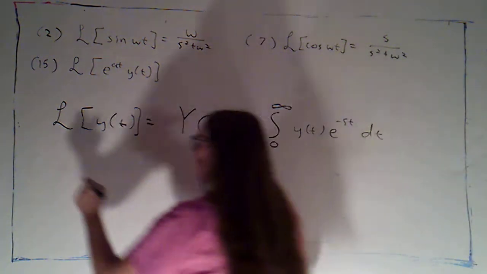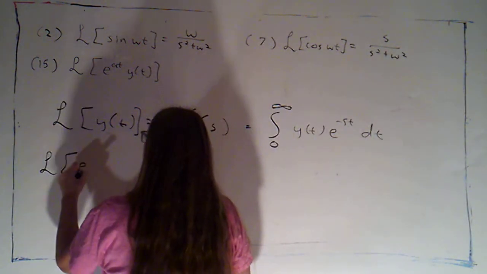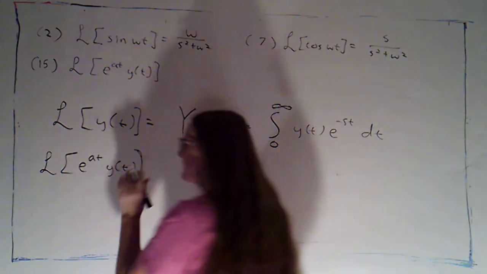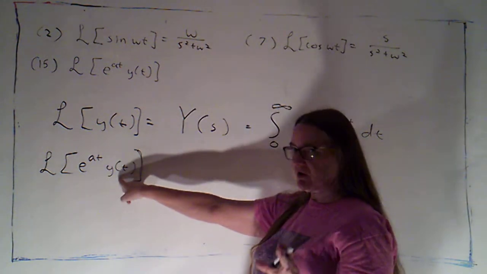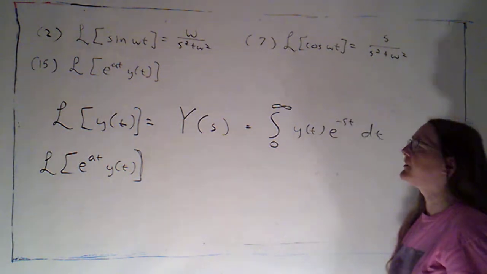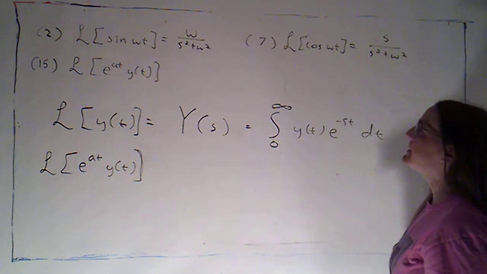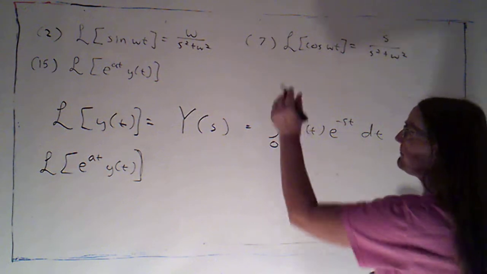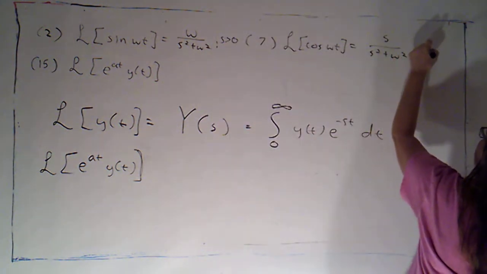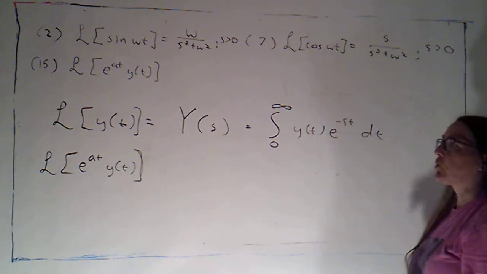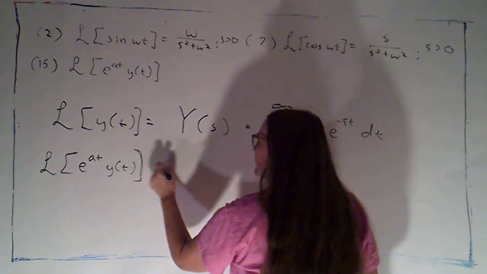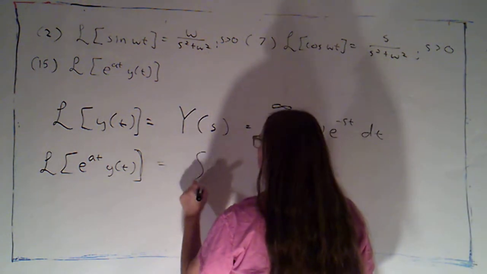So I want to see now what happens if I take the Laplace transform of e to the at times some function y of t. This formula will now work for any function whose Laplace transform I know. Again, I'm most concerned about what happens if that function happens to be sine or cosine. Oh, and for both of these formulas, I left out that s has to be bigger than 0 for both of these to work. Sorry, I omitted that initially.